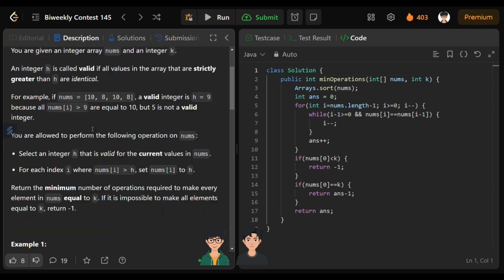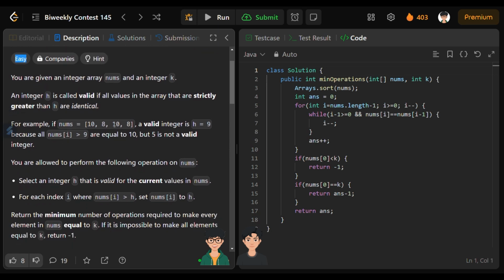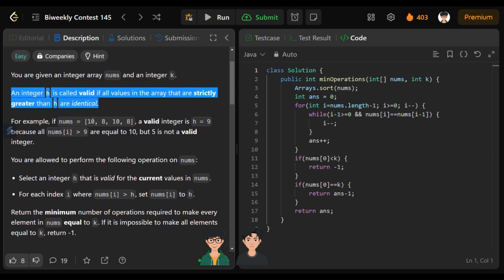So basically, what the question is saying is that an integer h is valid if all the values in the array that are strictly greater than h are identical. For example, for 10, 8, 10, 8, a valid integer is h equal to 9, because the values of nums[i] greater than 9 are identical.